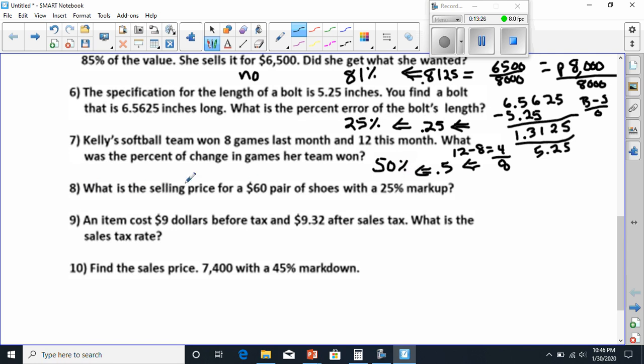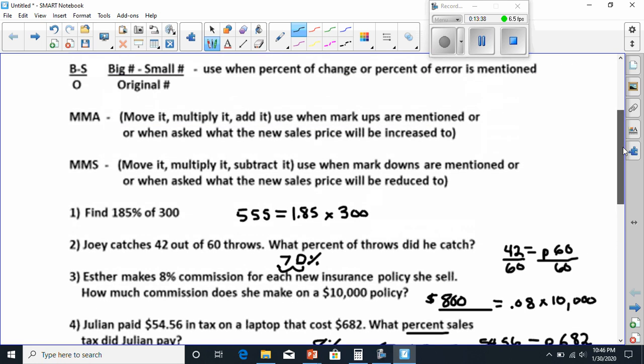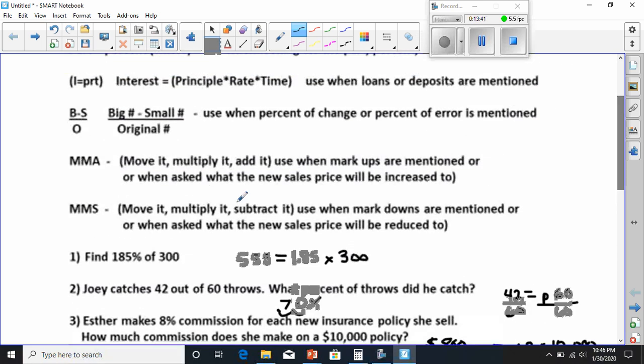All right, what is the selling price for a $60 pair of shoes with a 25% markup? Okay, well, this time we see the word markup. So right there we know we're going to be using MMA. And to use MMA, we're going to have to move it, multiply it, and add it.